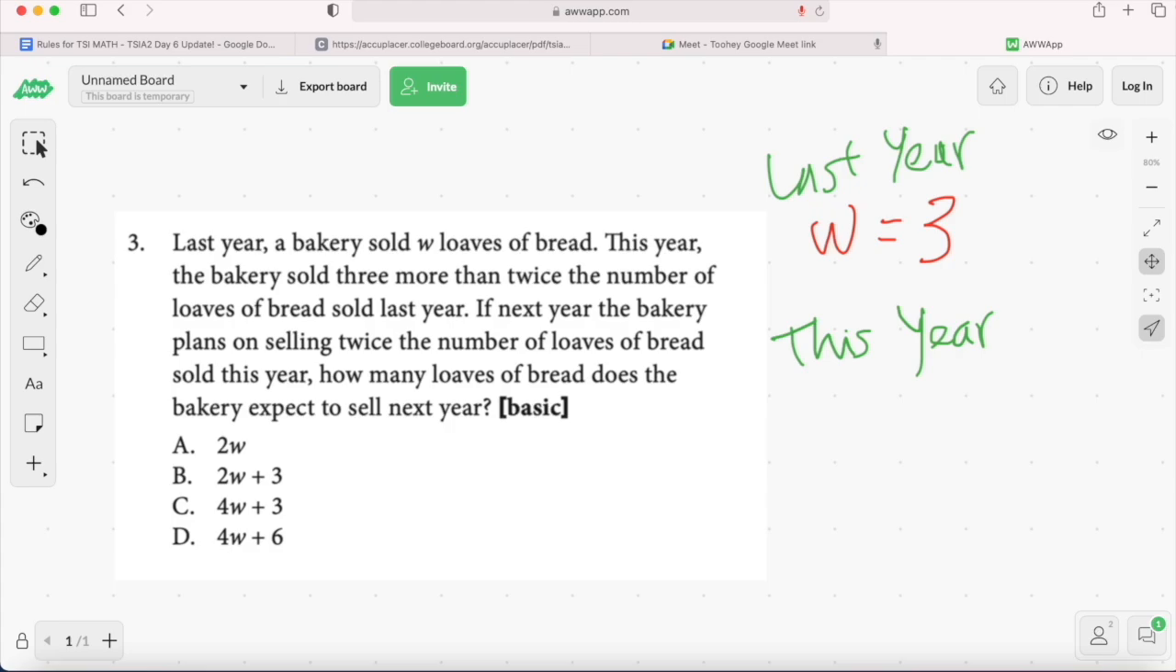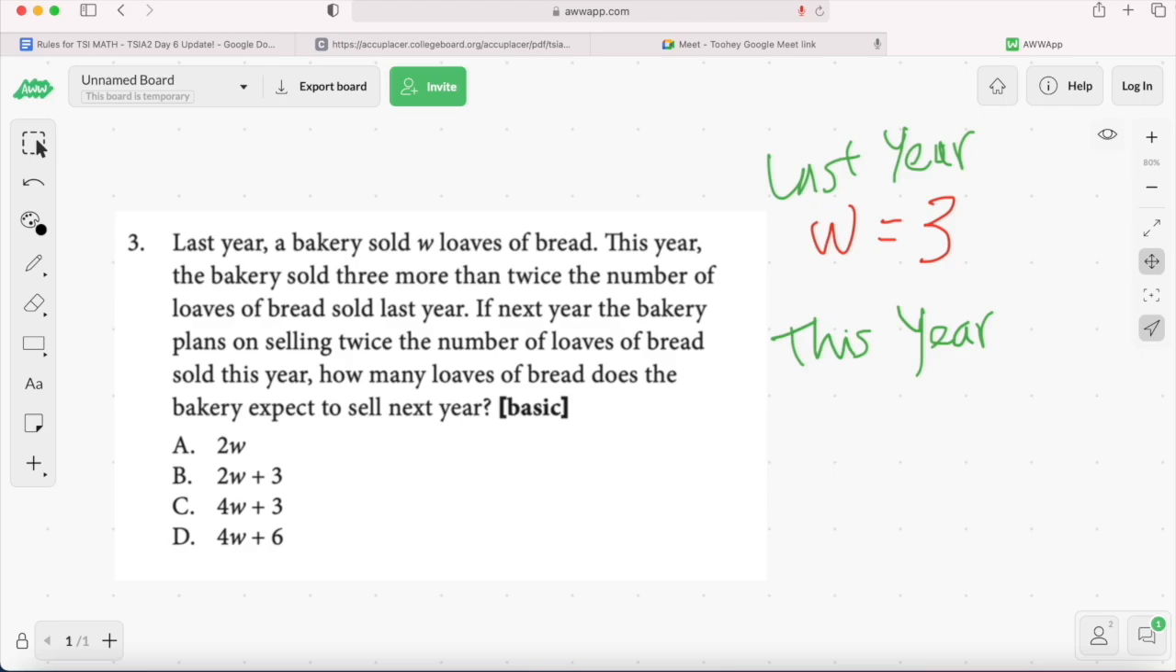6, right? Because that's just 2 times 3. That's twice the number sold last year. That's 6. But they sold 3 more than twice the number sold last year. So that's just 6 plus 3, which is 9. Yeah, that's it. So you've got to chew on that statement and understand what it's saying.